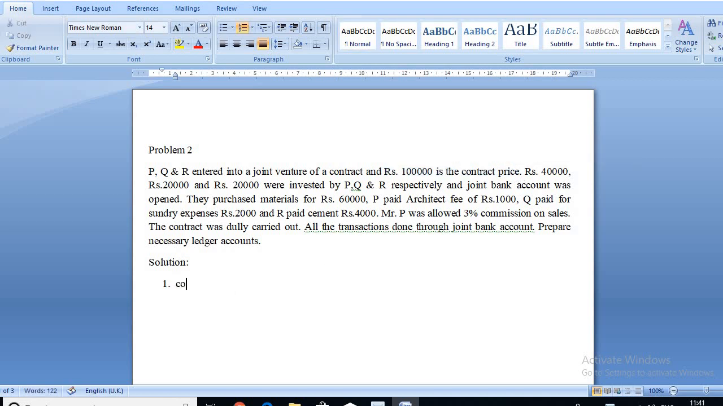So what's the contract price? Contract price is rupees 1 lakh. So if they complete this contract, they will get 1 lakh rupees. It's an income for P, Q and R, or it's an income for a business. So who will receive this income?